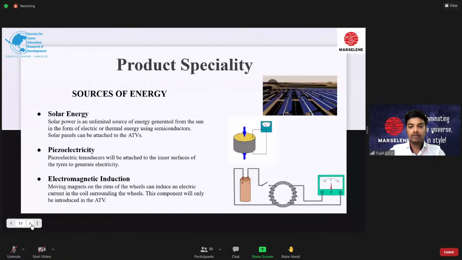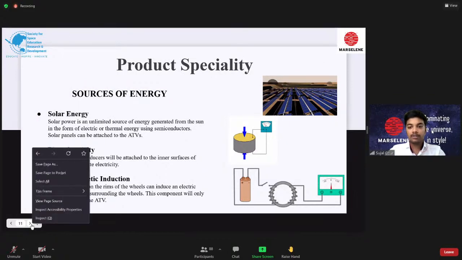So, we plan on having solar energy as the main source of energy for our ATVs. But as Mars is relatively farther away, we plan on using some auxiliary power sources as well. We'll be including piezoelectric transducers and an apparatus for electromagnetic induction as well. All of this energy will be refined using a solid state full wave bridge rectifier circuit and can then be stored in a lithium ion battery.